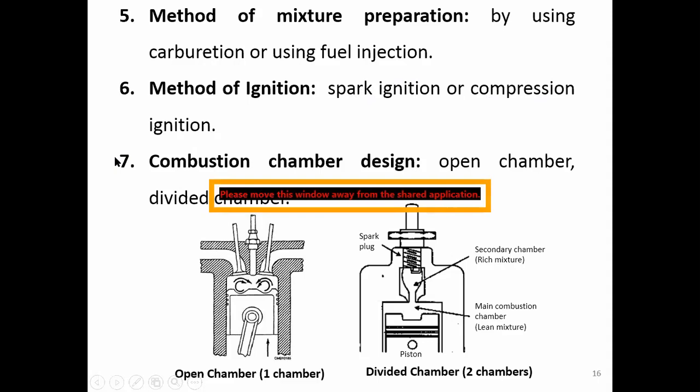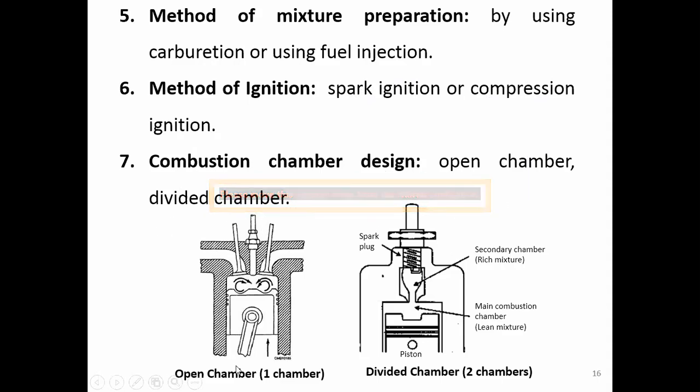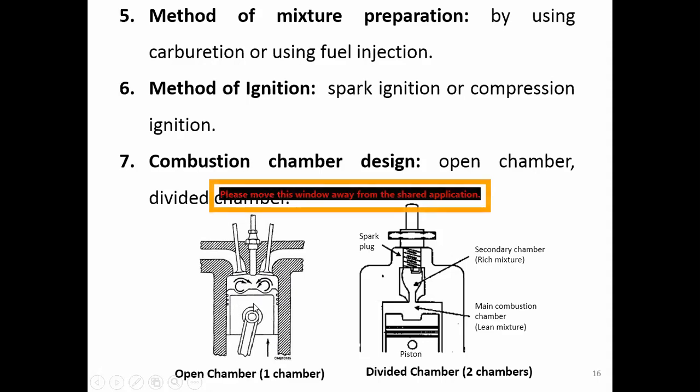We can classify according to the combustion chamber design, right? How we design the combustion chamber, or the cylinder inside the engine. It can be an open chamber, or it can be a divided chamber. So I show you this picture. This is the open chamber. That means we have only one chamber on top of the piston. This is the cylinder. This is the piston. So the space that we consider a chamber is the space on top of the piston right here.